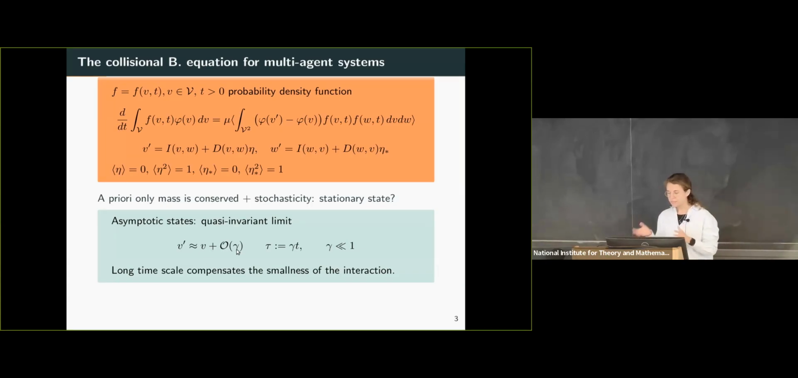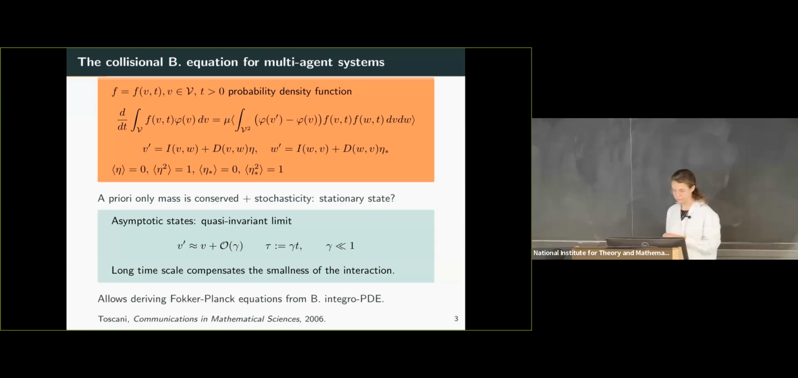So here gamma is a very small parameter, and what you do is you observe these small interactions on a much slower tau time scale, which compensates for the smallness of the interactions. So on this slow time scale, you observe enough interactions in order to see the aggregate behavior. So what you can derive from this integral partial differential equation in this regime is actually a Fokker-Planck equation, which is much easier to study.